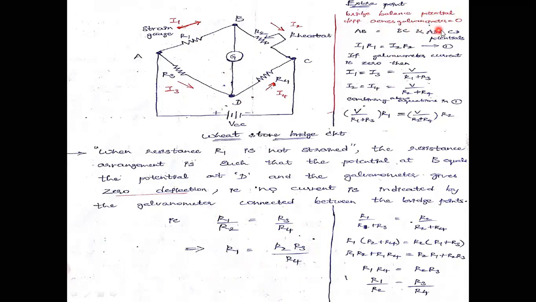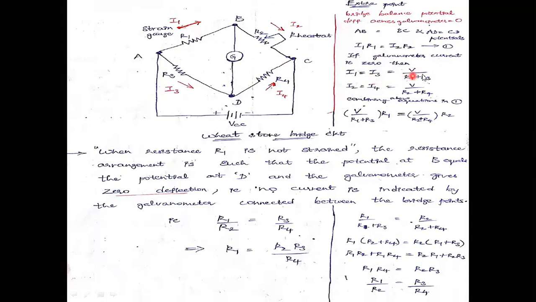At bridge balance, the potential difference across the galvanometer is equal to zero. That is, potential AB is equal to BC, and AD potential is equal to DC. Therefore, I1 R1 is equal to I2 R2. If the galvanometer current is zero, then I1 is equal to I3.